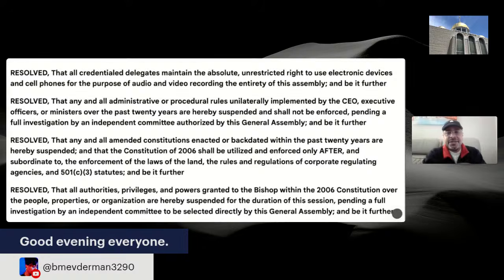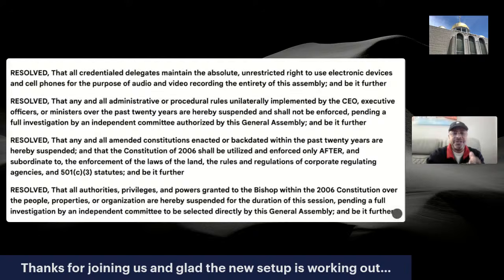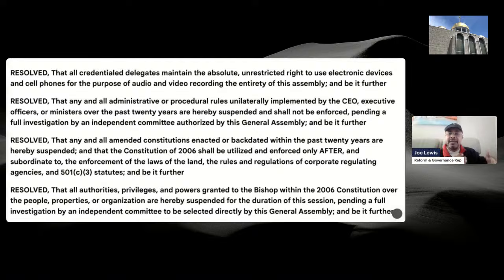The next paragraph is for all of the amended constitutions all the way back to 2006 to also be suspended. And matter of fact, let me just read this middle section. Suspended, and that the constitutions of 2006 be utilized and enforced only after. So the Constitution of 2006 is to be enforced after the laws of the land or the 501c3 statutes and regulating agencies.